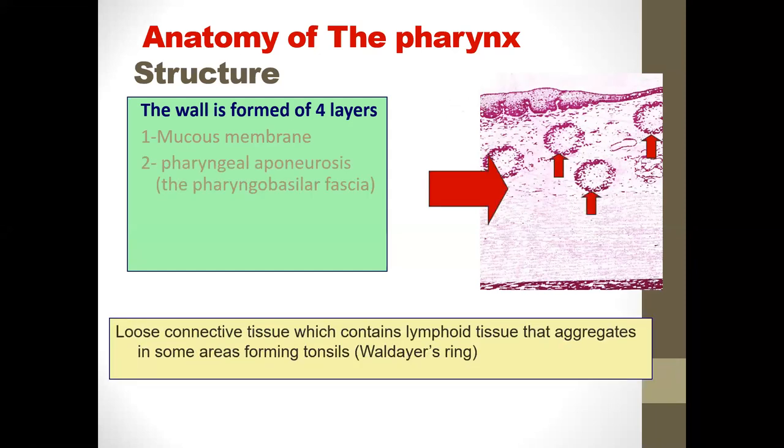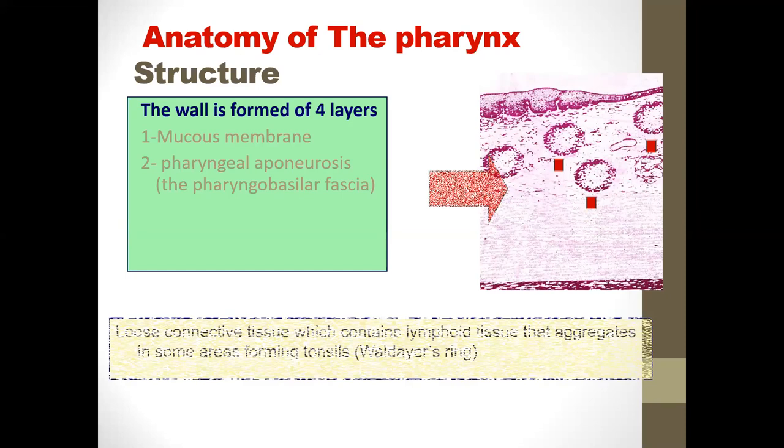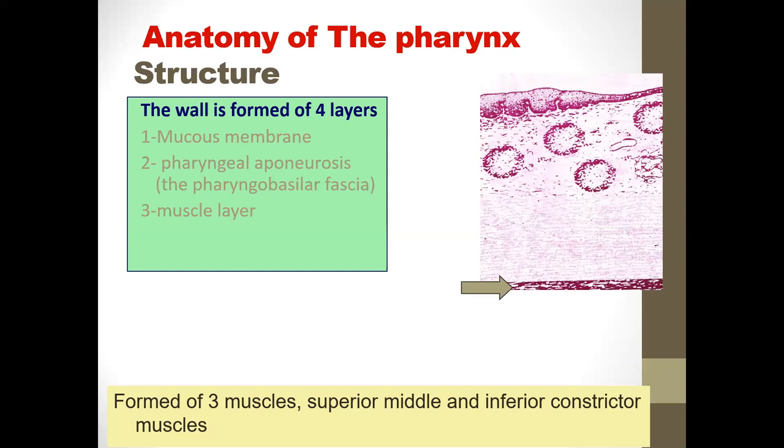The second layer, beneath the mucosa, which is also the submucosa, is the pharyngeal aponeurosis. It's also called the pharyngobasilar fascia. This layer is composed of loose connective tissue that contains lymphoid tissue that aggregates in some areas to form what we call tonsils, also known as the Waldeyer's ring. The third layer is the muscle layer, which is formed by three muscles, the superior, middle, and inferior constrictor muscles. However, we have three other longitudinal muscles, the salpingopharyngeus, the stylopharyngeus, and the palatopharyngeus muscles, as we shall see in the next slide.